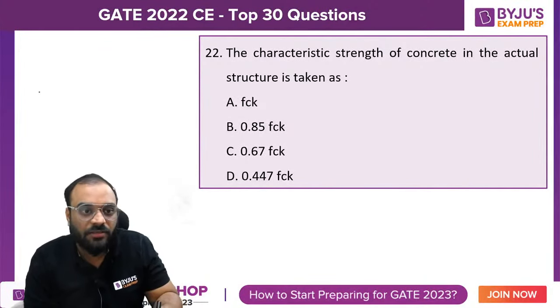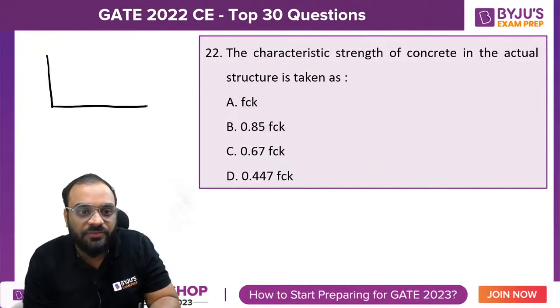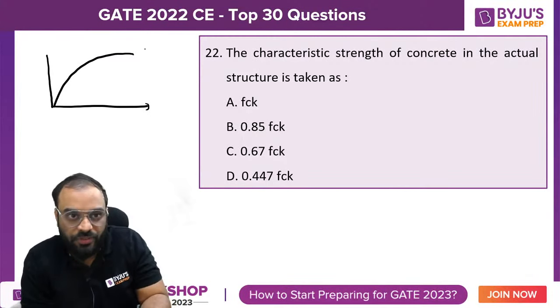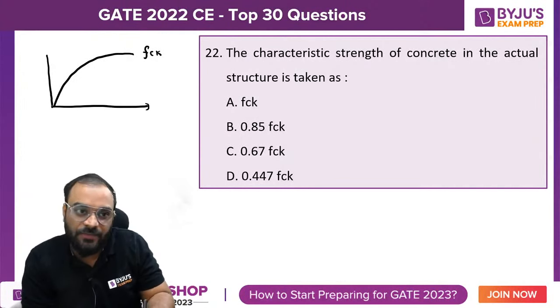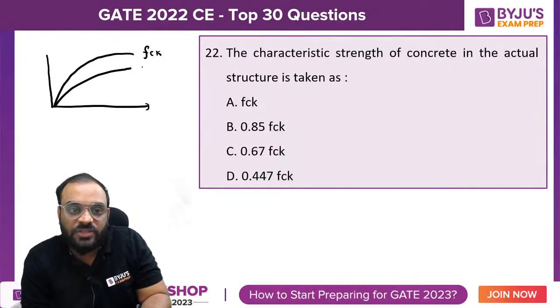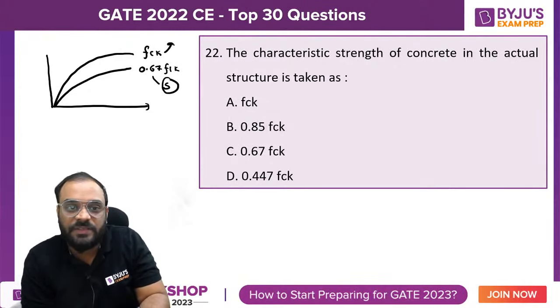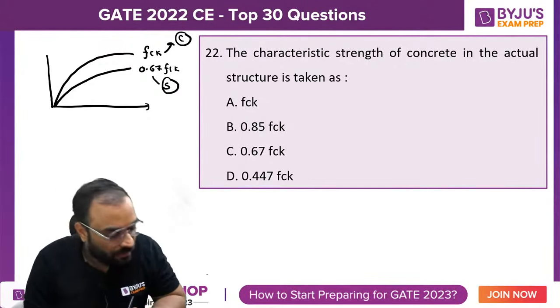A, fck. Guys, listen carefully. I think all of you have seen the curves, right? So this is basically the stress strain diagram for the cube, right? And if you're considering the cube, the characteristic strength of the cube is fck. But if you want to find out the characteristic strength of the actual structure, the actual structure characteristic strength is 0.67 fck. So this is basically valid for the structure part. This is basically valid for the cube part.